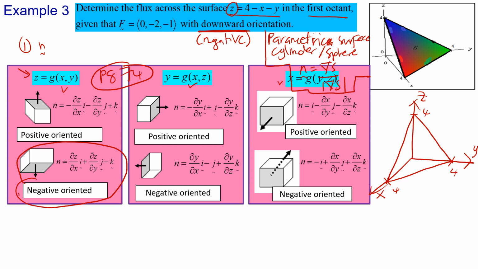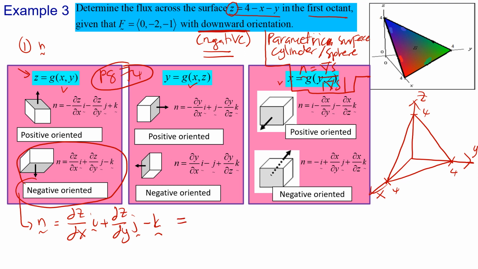So n for this problem will be based on del z over del x i plus del z over del y j minus k. Because it is downward, downward orientation means that it is negative oriented. Why do we use the first column? Because the surface is given as an equation of z in terms of x and y. Alright, so how do we get n?